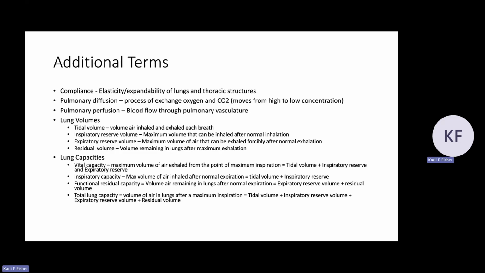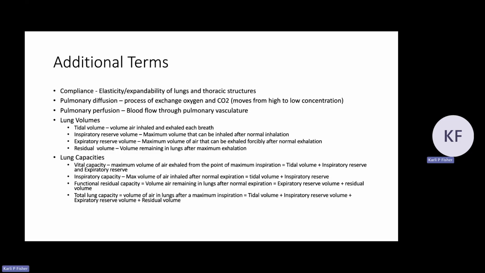And additional terms: compliance is the elasticity or expandability of the lungs and thoracic structures. Pulmonary diffusion is the process of exchange. Oxygen and CO2 move from high to low concentration. Pulmonary perfusion is blood flow through the pulmonary vasculature, right? So diffusion is the process of the exchange of oxygen and CO2, and pulmonary perfusion is blood flow through the pulmonary vasculature. Lung volumes: tidal volume, inspiratory reserve volume, expiratory reserve volume, residual volume.